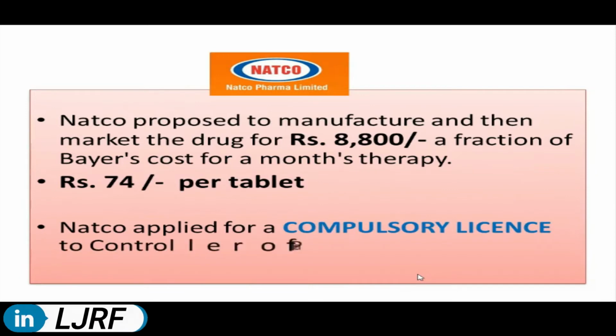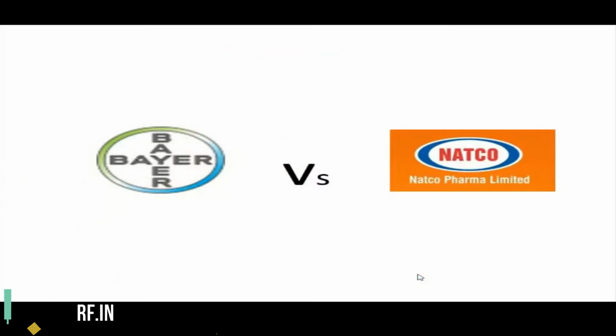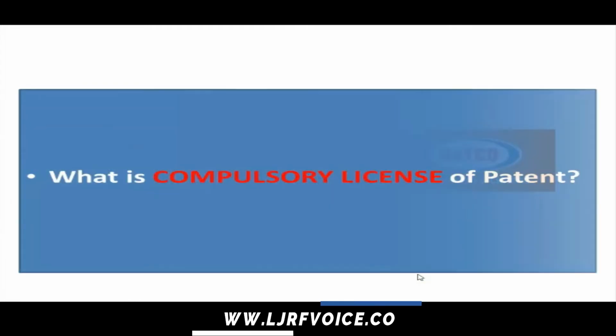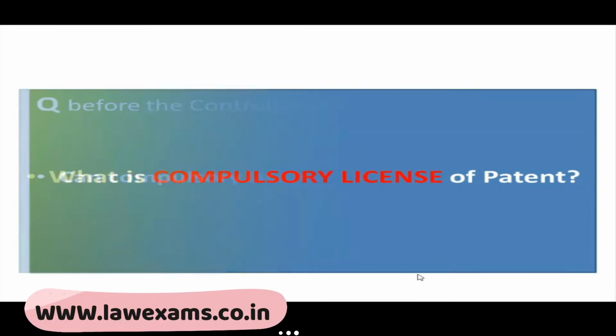Now what happens is NATCO applied for a compulsory license to the controller of patent at the Indian Patent Office. Now let's see, the matter is Bayer versus NATCO. Now the question arises, what is a compulsory license on a patent, of which I've already put the idea across.